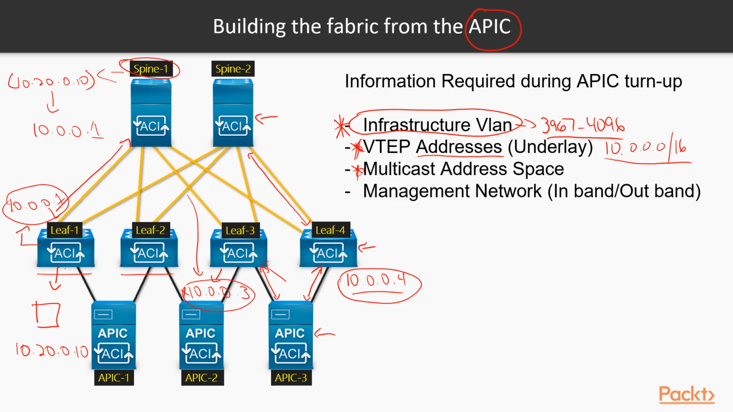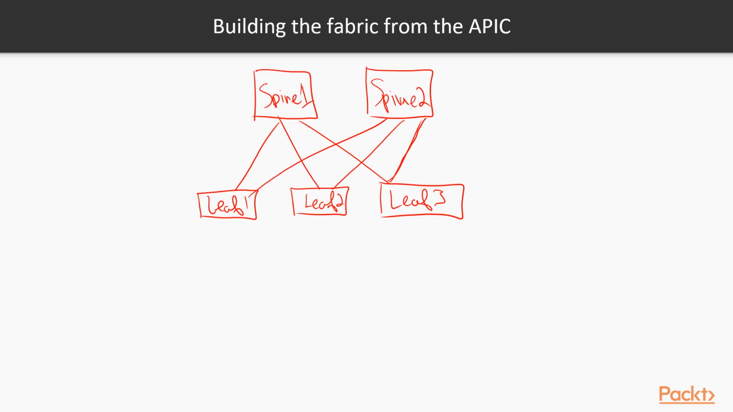Multicast address space. Let me go ahead and draw, because this one will require a little bit of drawing so you can understand a little bit better. Multicast is used to announce BUM traffic. And you might say, well, what is that? It stands for broadcast, unknown unicast, and multicast.